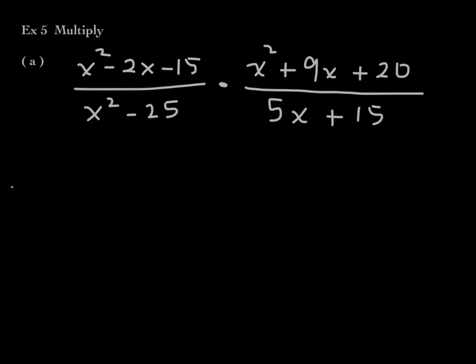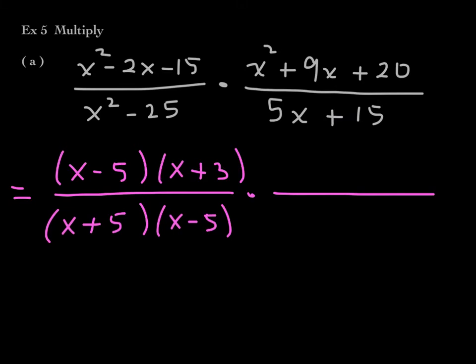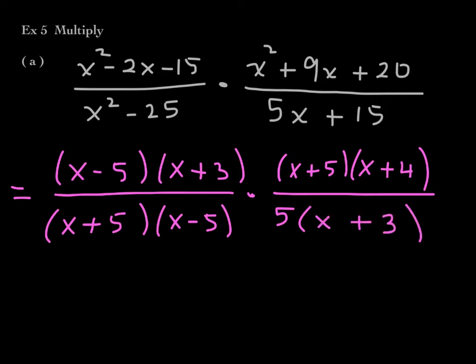All right, the numerator in the first rational expression factors as x minus 5, x plus 3. The denominator is a difference of two squares, so it factors as x plus 5, x minus 5. In the second expression, the numerator factors as x plus 5 times x plus 4. And then the denominator of 5 is the GCF, leaving you with 5 times x plus 3.